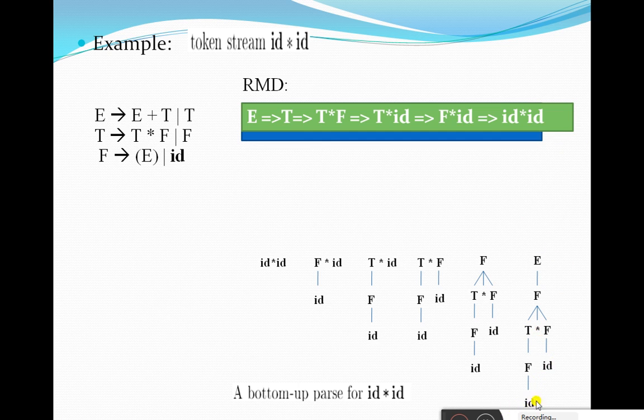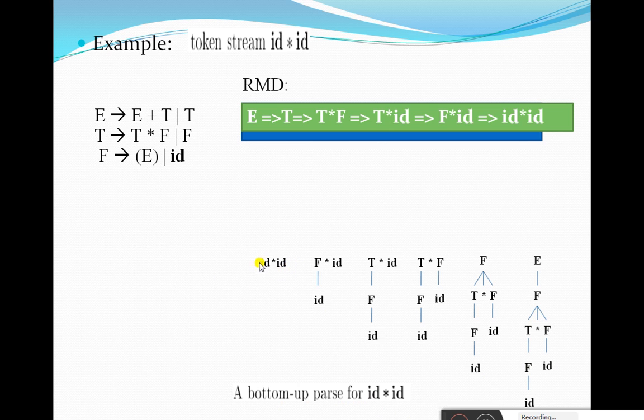So these are called leaf nodes. ID is one leaf node, star is another leaf node, this ID is another leaf node. So usually leaf nodes are always terminal symbols, and interior nodes always represent non-terminals, whereas leaf nodes always represent terminal symbols, also called tokens. It's a string of tokens. So this is how I can show the bottom-up parse for ID star ID. Similarly, you can try for ID star ID plus ID or ID plus ID star ID.